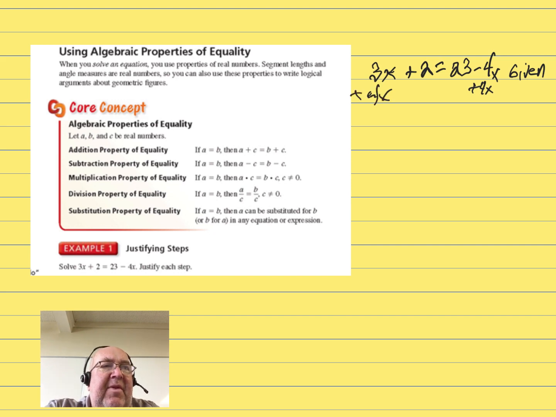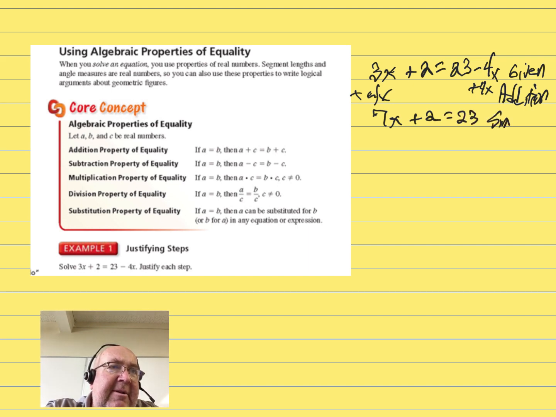Okay, that's the addition property of equality. So we're using the addition property, meaning that if we add something to one side and add it to the other, we basically have the same equation. We're going to simplify that now. 7x plus 2 equals 23. So that was simplify.